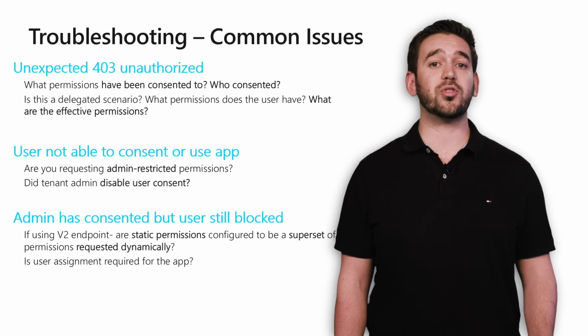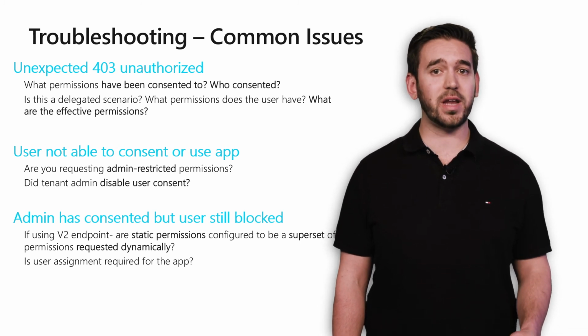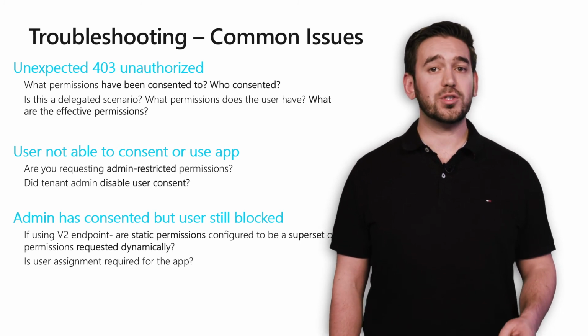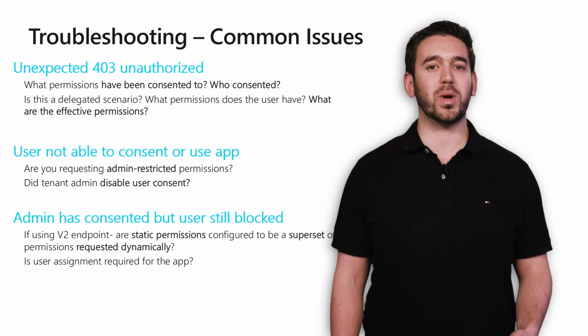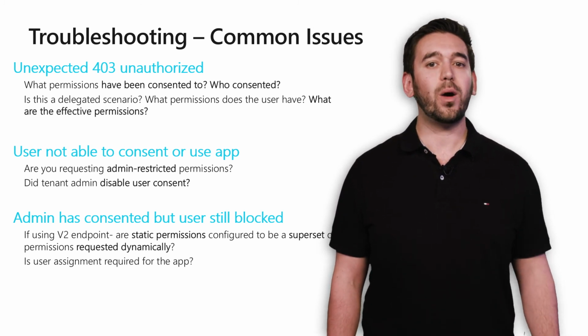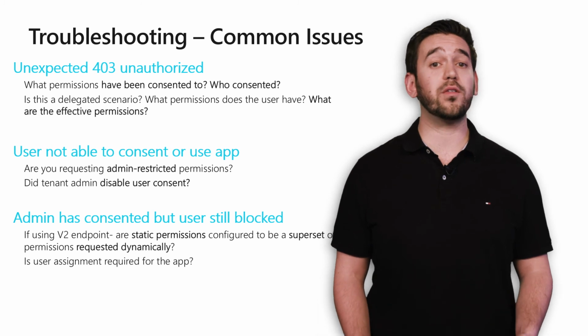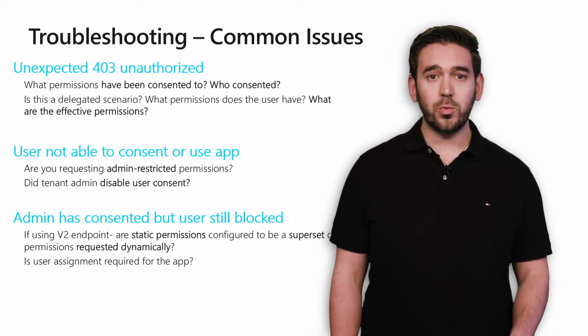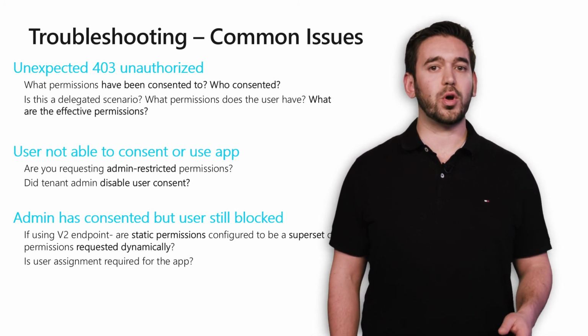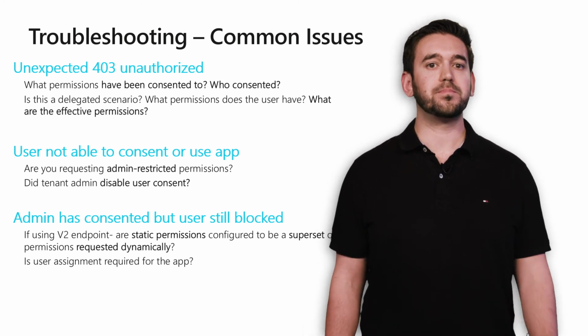This can be solved by ensuring that the list of static permissions an application asks for are always a superset of the permissions an app will be requesting dynamically or incrementally. However, this doesn't mean you should go and request all available permissions statically. Stick with least privilege and only ask for those you'll actually be using.